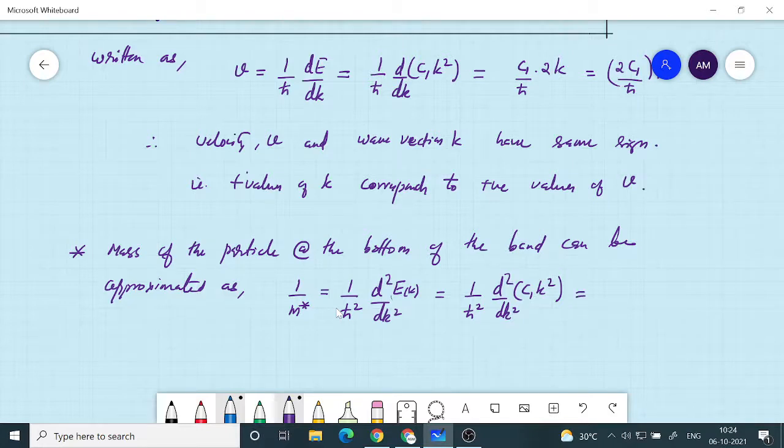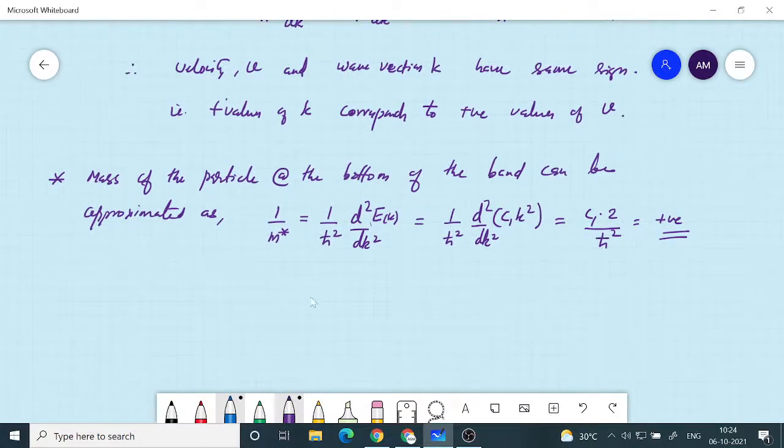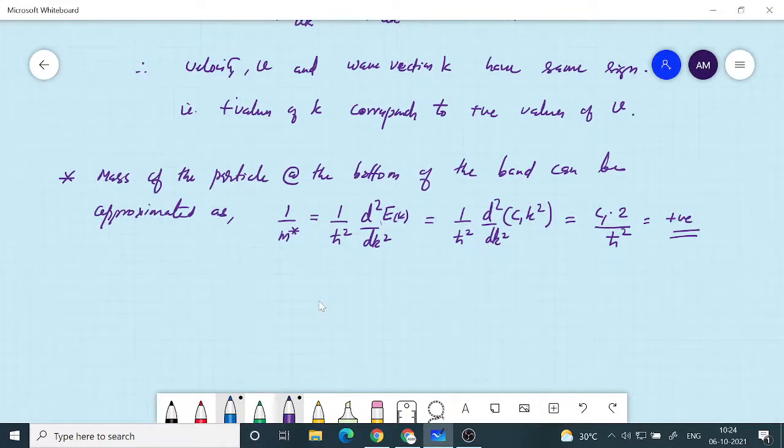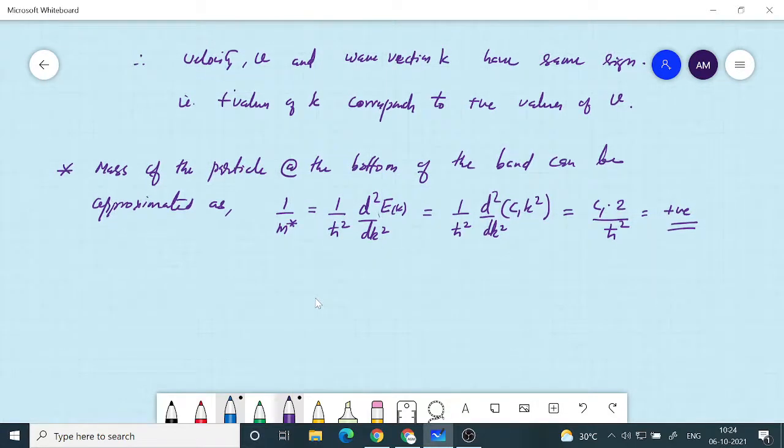So what will happen if you take the double derivative? First derivative, you will get 2k, so c1 into 2k, and then again you take the derivative, you will get 2c1, and this is what you get as positive. Okay, notice that it is positive. Now you may ask, mass is always positive. So that's what I'm coming into. Mass need not be positive always for particles in the crystal. Okay, so in this case we obtained this, so mass is proportional to the second derivative.